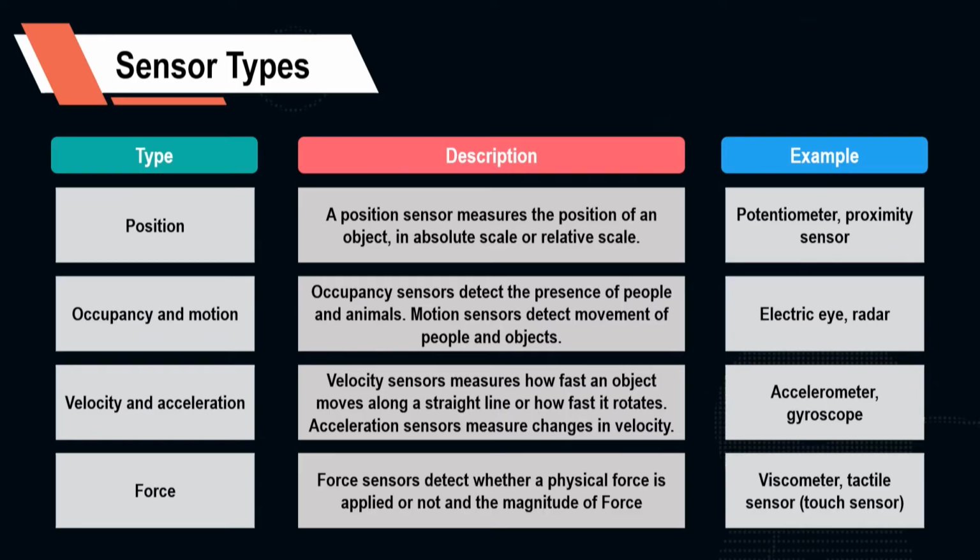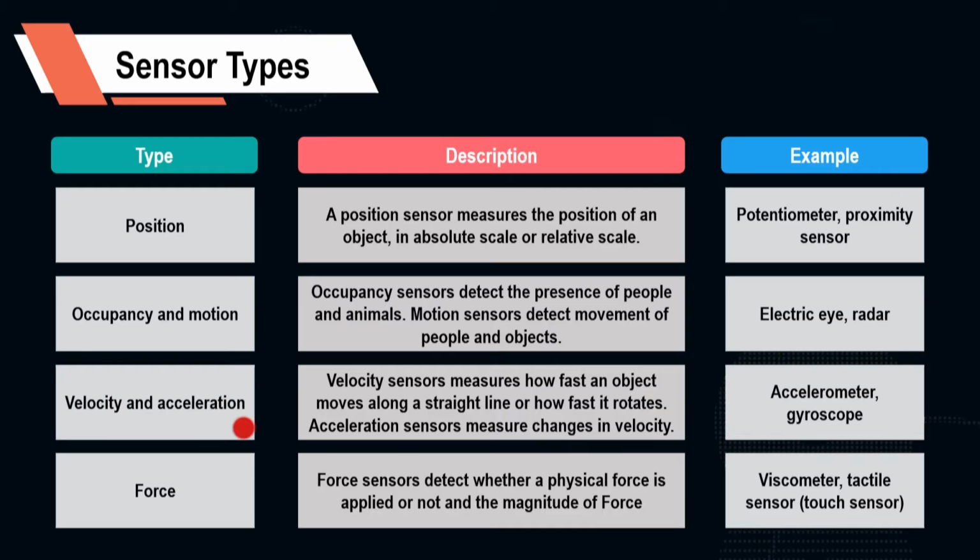Similarly, occupancy and motion sensors: by the name only you can understand, occupancy sensors are those which tell us the existence or presence of an object or any device. So, occupancy sensors detect the presence of people, animals, birds or any other physical things, whereas motion sensors detect the movement of people, for example, an electric eye or radar.